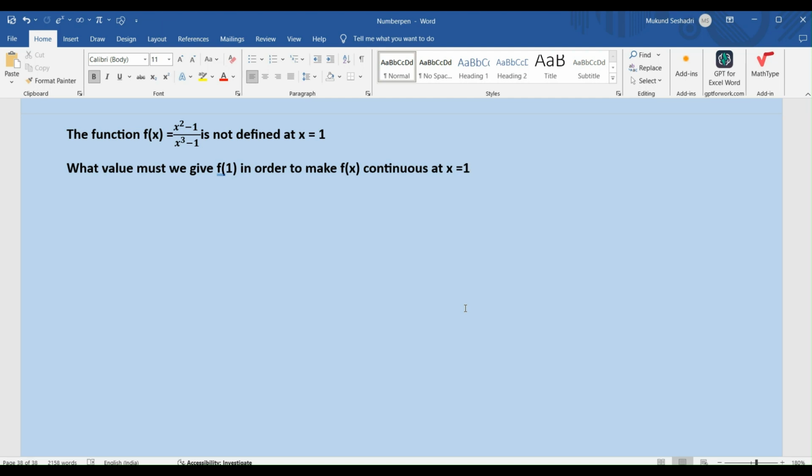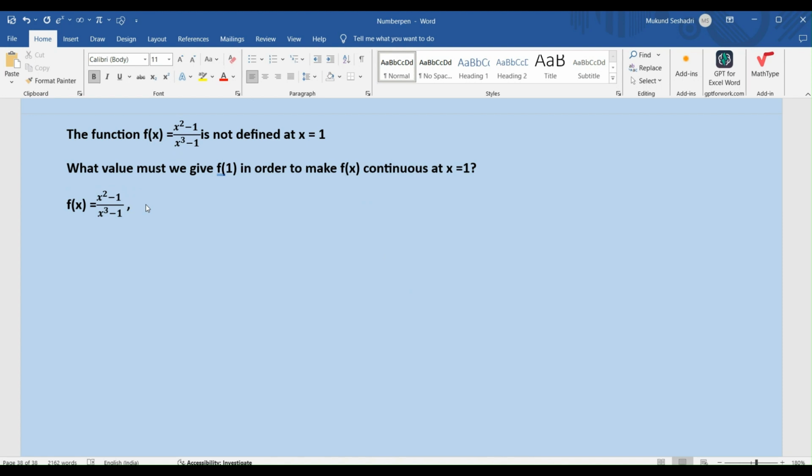So we have the problem on our screen. The function f of x equal to (x square minus 1) divided by (x cube minus 1) is not defined at x equals 1, right? So what value must we give f of 1 in order to make f of x continuous at x equals 1, right?